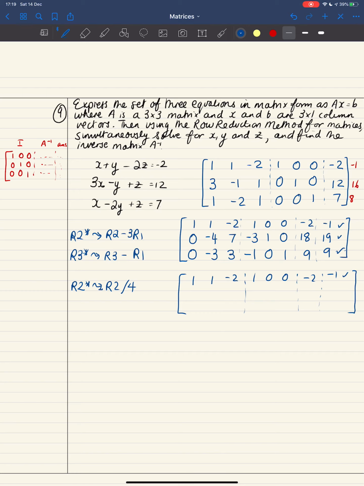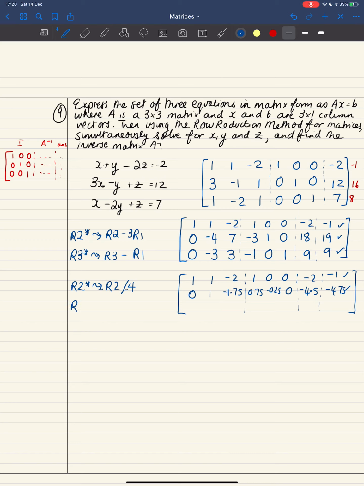Divide this by minus 4 even. 0, 1, minus 1.75. 0.75. Minus 0.25, 0. Minus 4.5, minus 4.75. Do they add up to minus 4.75? Yes, they do.